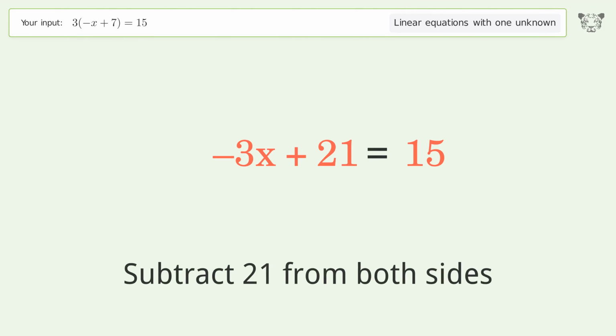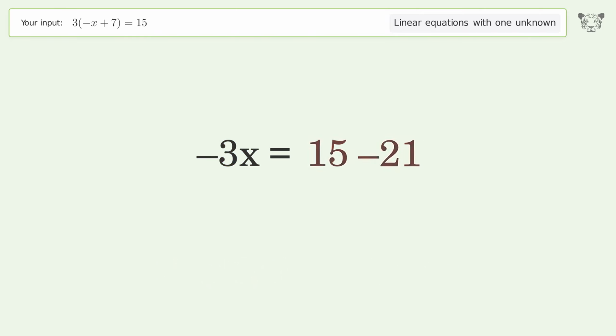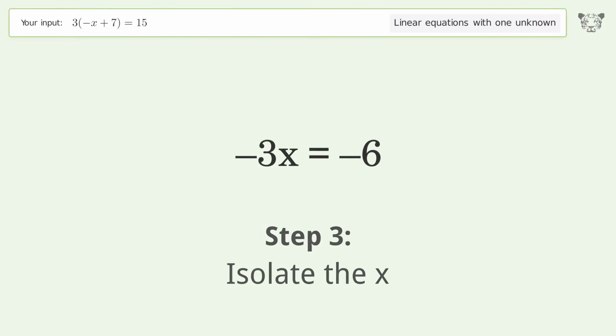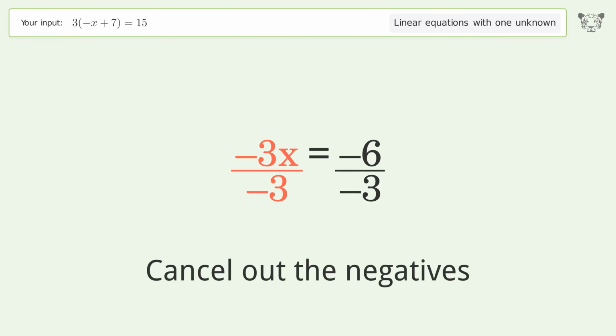Subtract 21 from both sides. Simplify the arithmetic. Isolate the x. Divide both sides by -3. Cancel out the negatives.